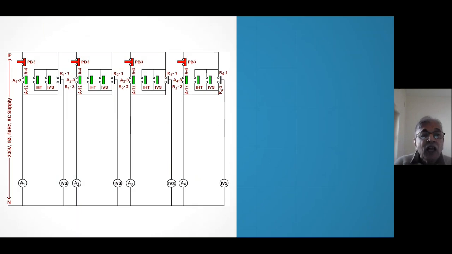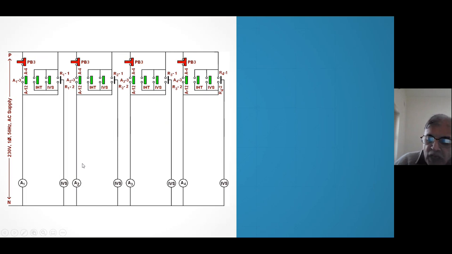So how will the automatic operation work, that is, when the fault occurs? When the fault occurs, R1 will operate, or R2 will operate, or R3 will operate, wherever the fault occurs, right? That will operate. So IVS, the shunt reinforcing unit, will operate. You can see R1 operates, so IVS will operate. IVS is a shunt reinforcing unit.